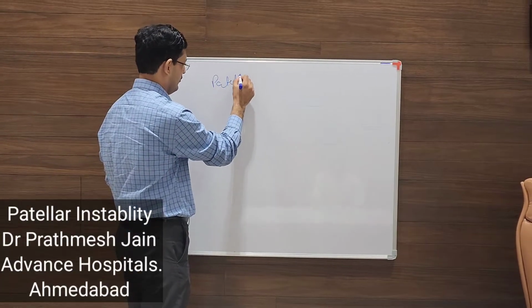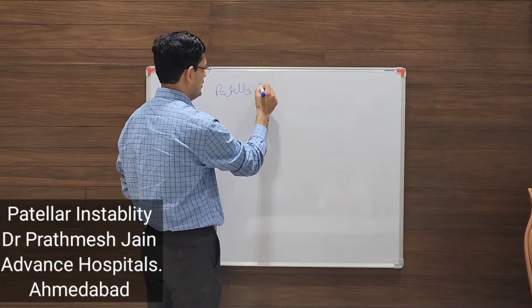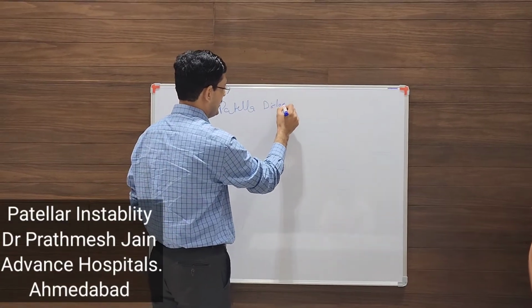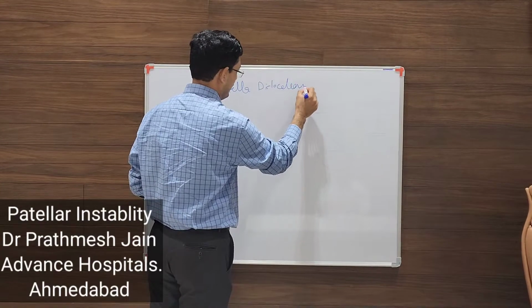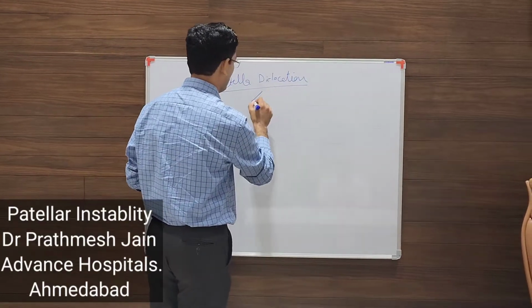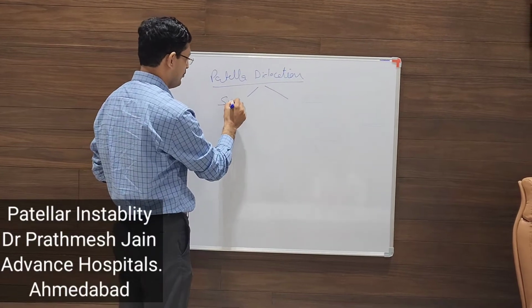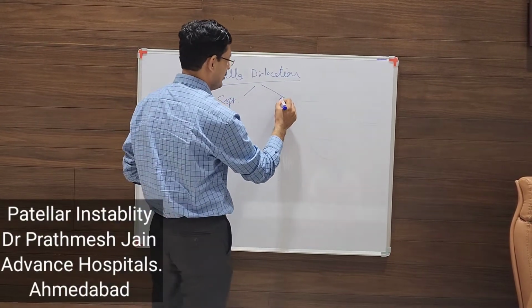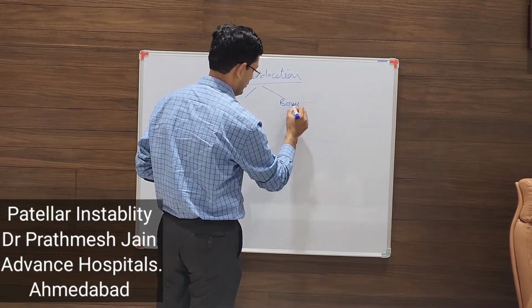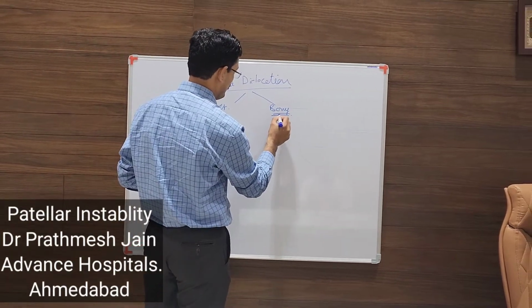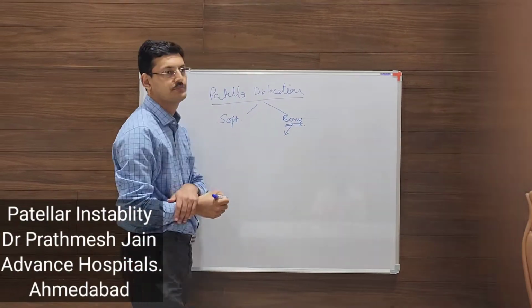Bony factor is the trochlear. Very good. So patella dislocation. If the patella is dislocating laterally, what are the main components for that? One is a soft tissue component and one is a bony component. So very good. So you were telling about bony components. So what are the bony components?